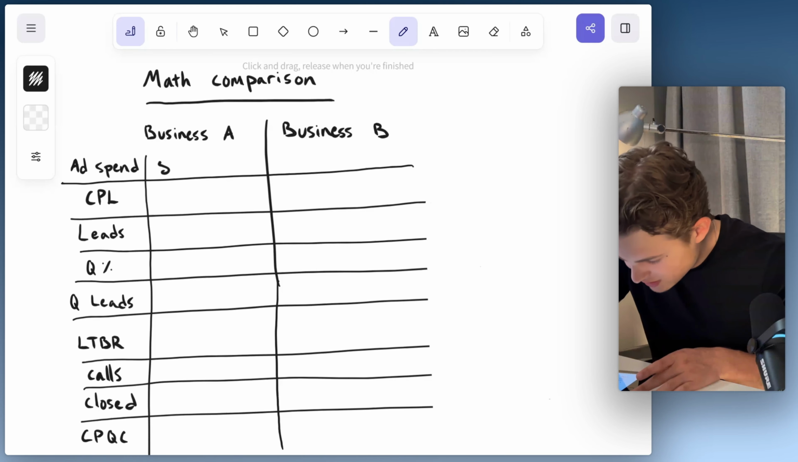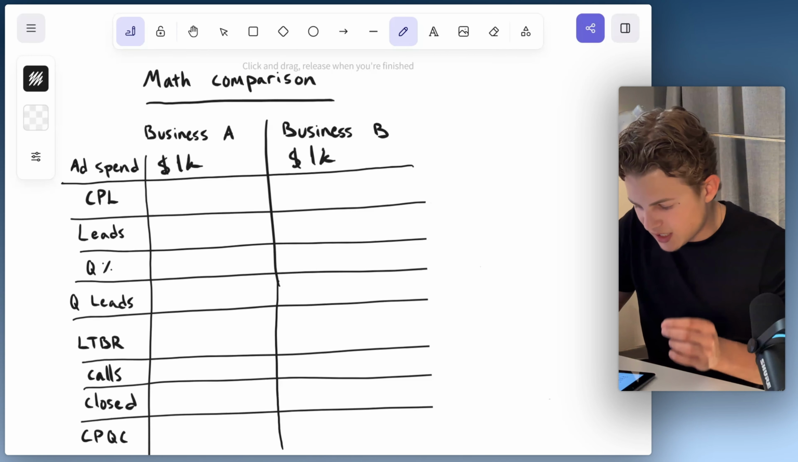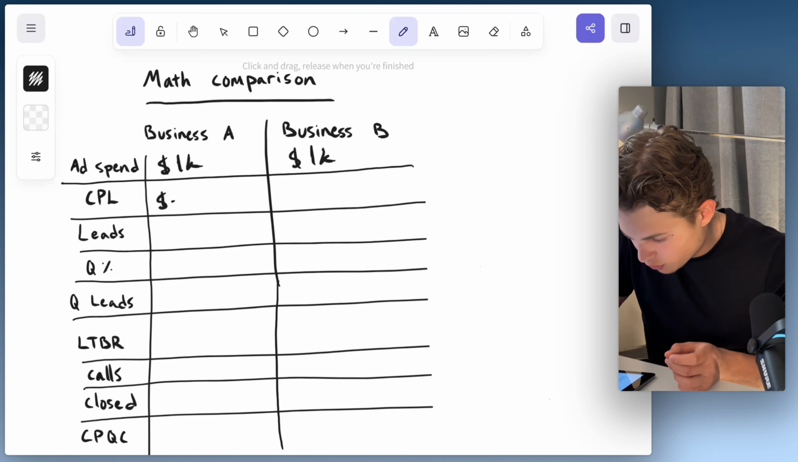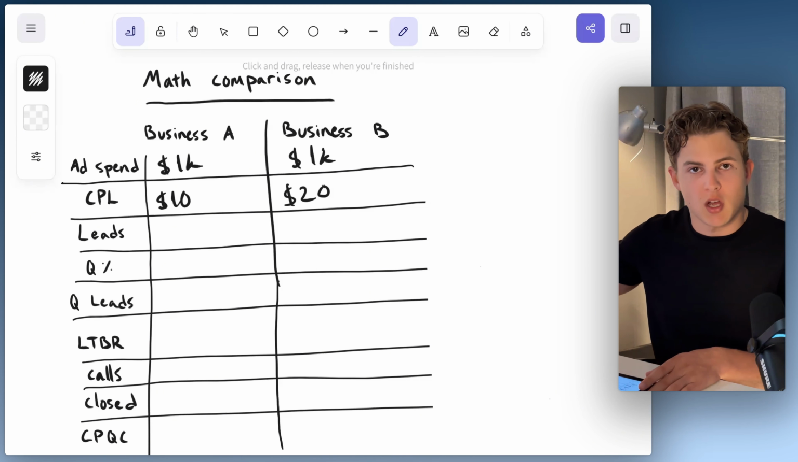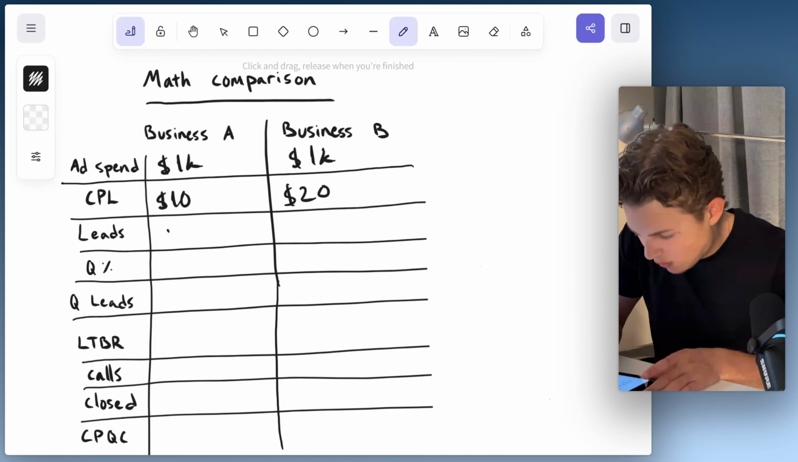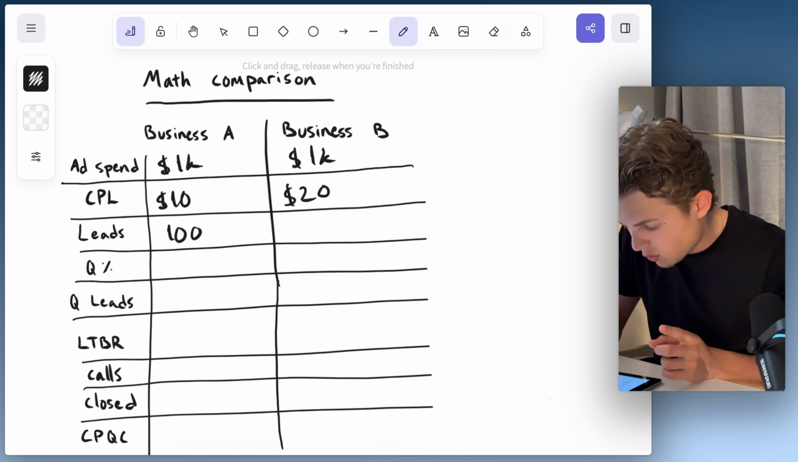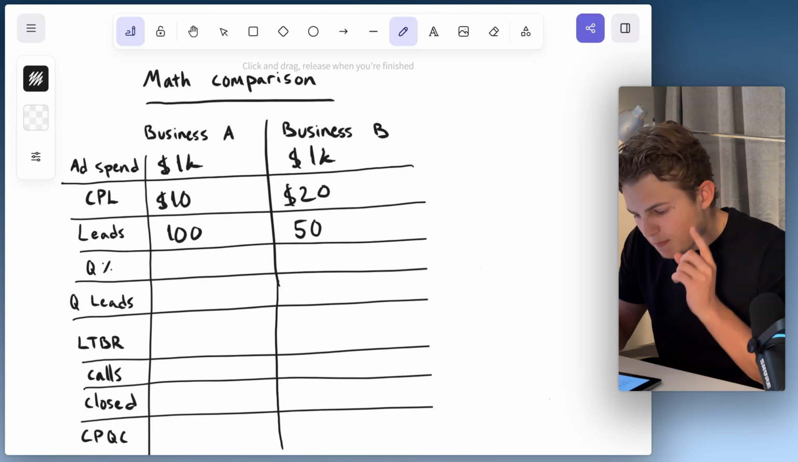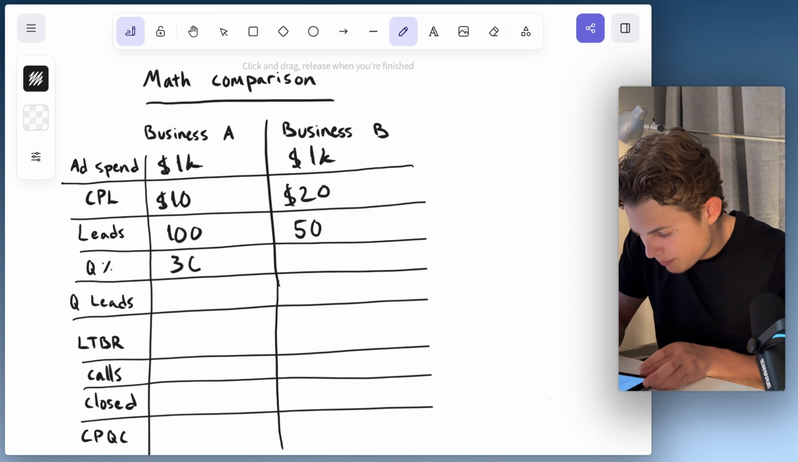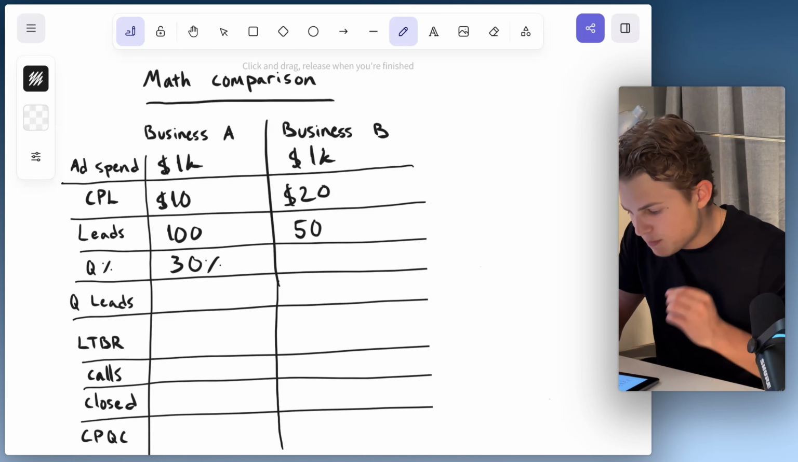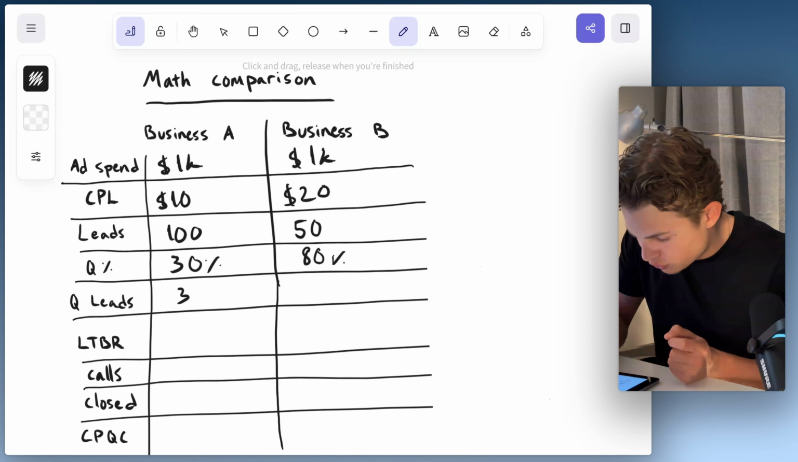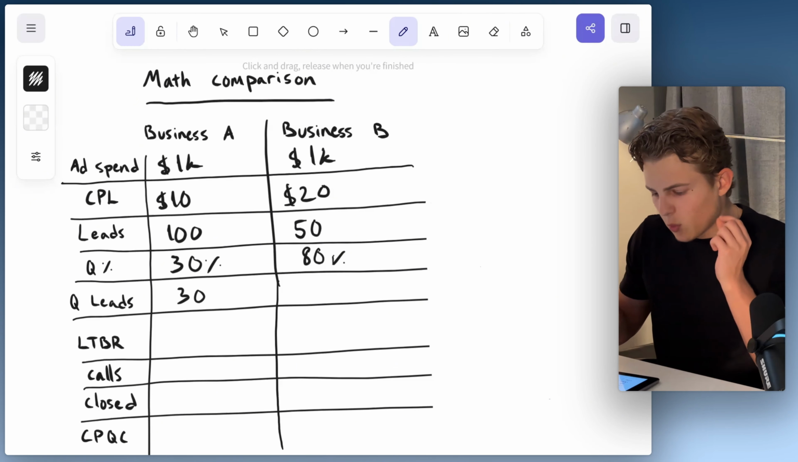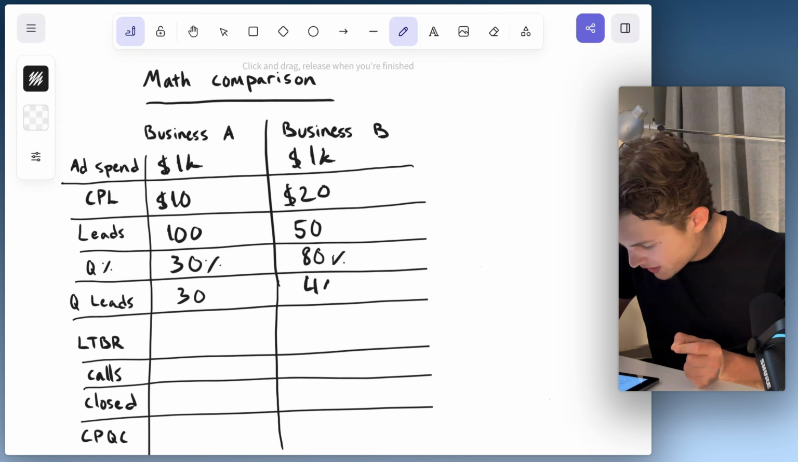So let's say that business A and business B both spend 1K on ads. And let's say that business A has a $10 cost per lead and business B has a $20 cost per lead. So business B has a 2 times higher cost per lead. That means that business A will get 100 leads and business B will get 50 leads. But business A only gets 30% qualified leads, meanwhile business B gets 80% qualified leads. So business A has 30 qualified leads in total. Meanwhile, business B has 40 qualified leads.